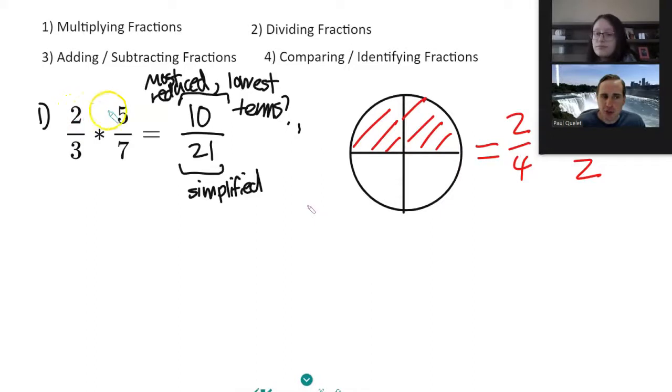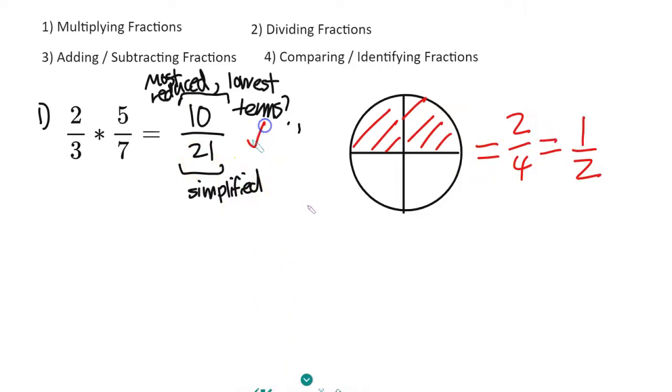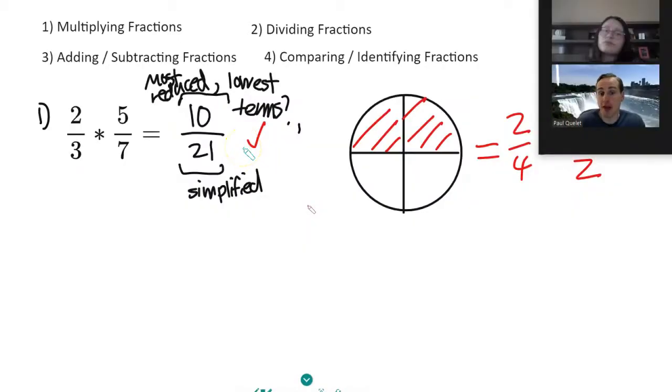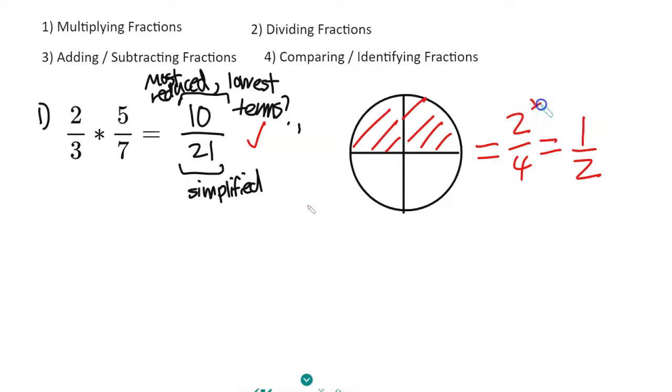To multiply fractions, we multiply across. 2 times 5, 3 times 7 gets 10 over 21. But notice that this is already in the most simplified form. We'll come back to that in just a moment and prove why that is. It's because this fraction, 10 over 21, has different properties compared to 2 over 4. So you're saying that if you take half of 2 and then half of 4, you get 1 over 2.